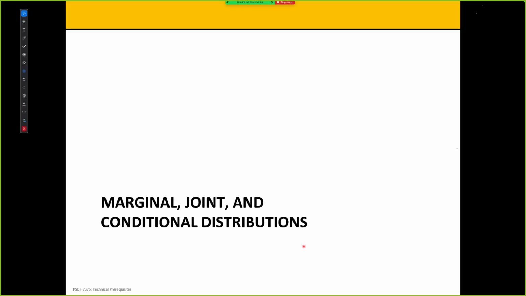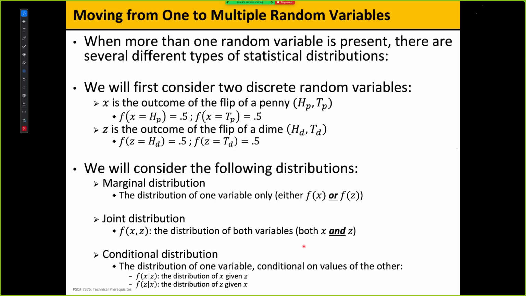Then let's talk about marginal, joint, and conditional distributions, because this is another feature that shows up quite a bit as well. When we go from one random variable to more than one random variable, there are several different types of distribution functions. Let me just say that there's several different types. They're sort of defined by characteristics.